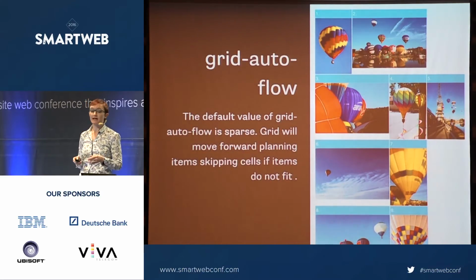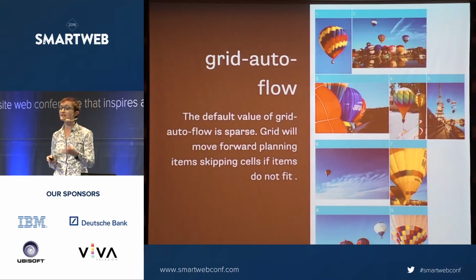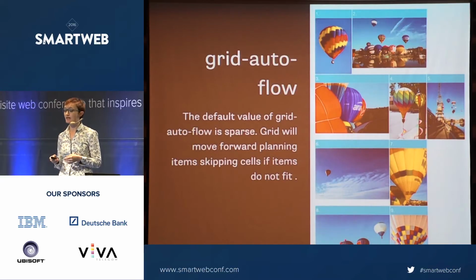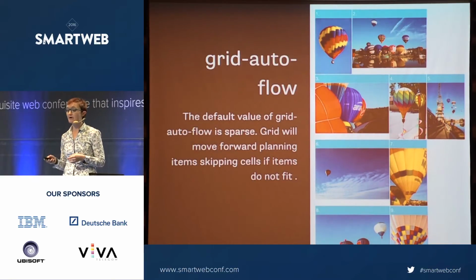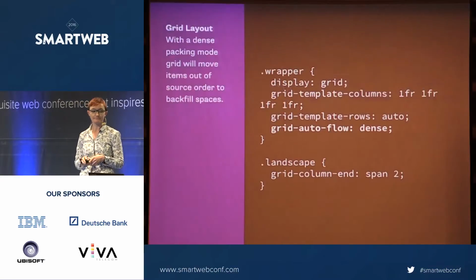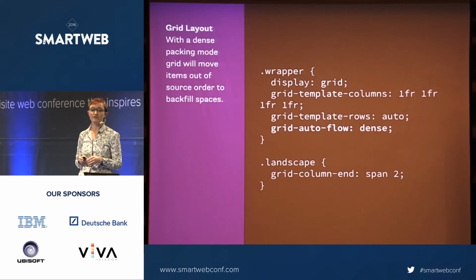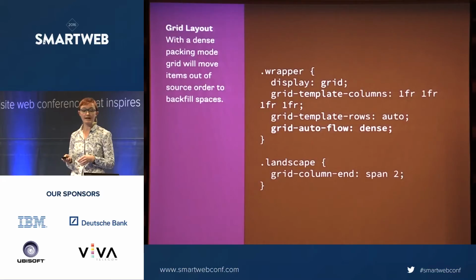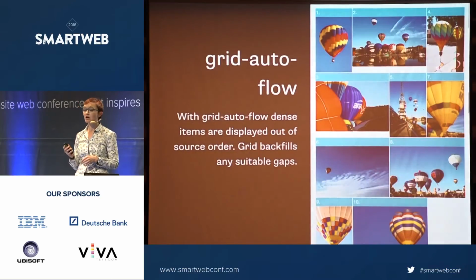The auto placement algorithm moves through the grid and it displays items. It displays item number 1. We then have a landscape image which takes up 2 tracks of this grid, and then we leave a gap, and then we move on to the next landscape image because it won't fit into that gap. However, if I add a property of grid-auto-flow with a value of dense, grid will backfill the gaps.